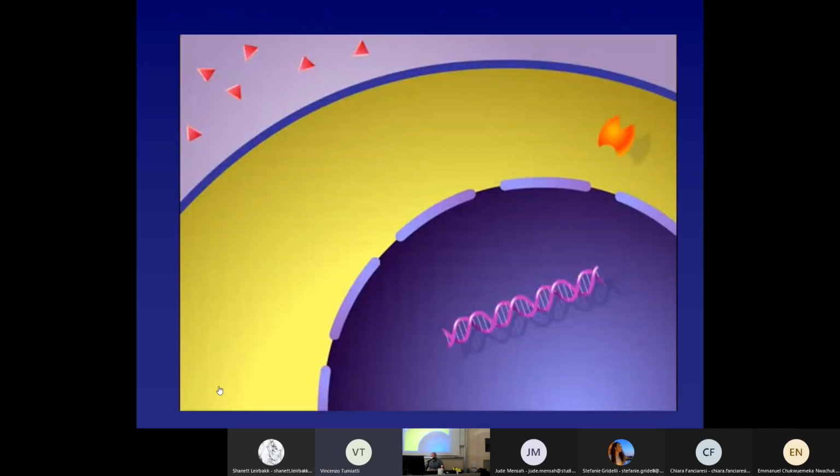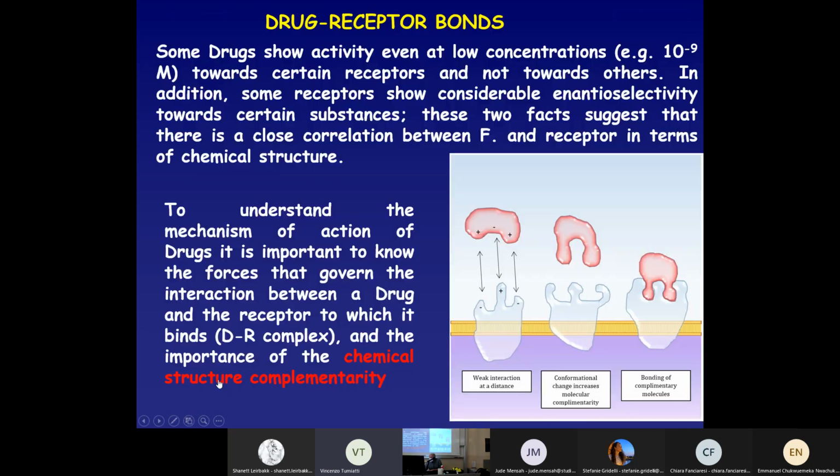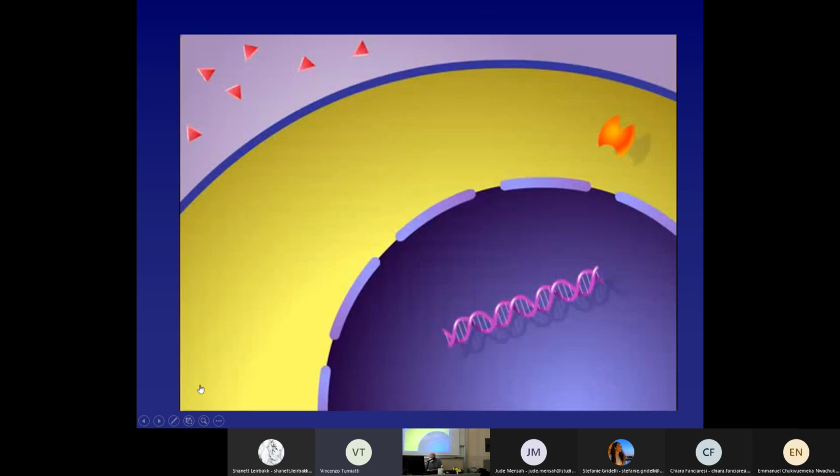Once again, a movie about these receptors. It works, I don't know. Perhaps no. We try again. Doesn't work. Okay, sorry.